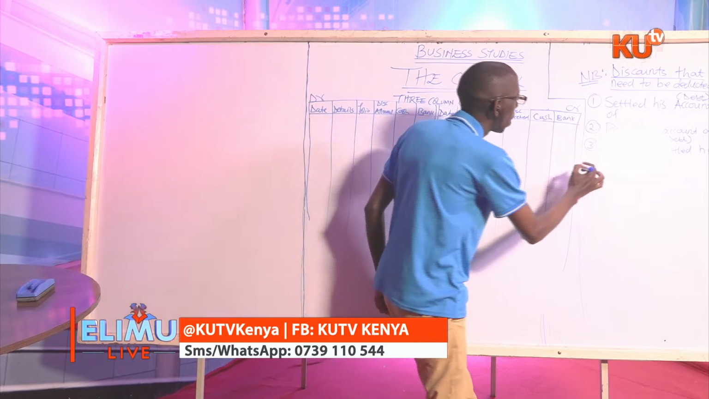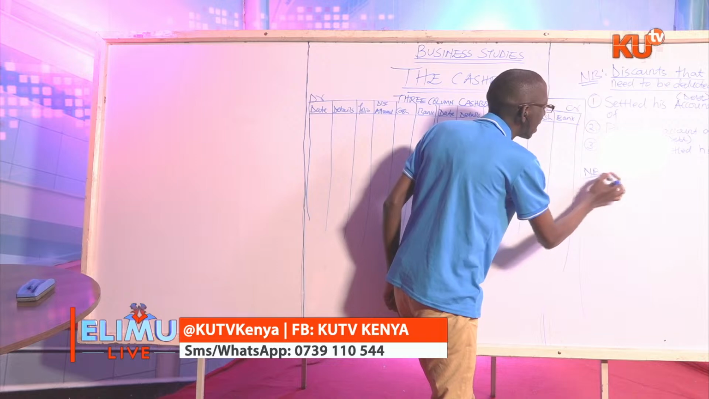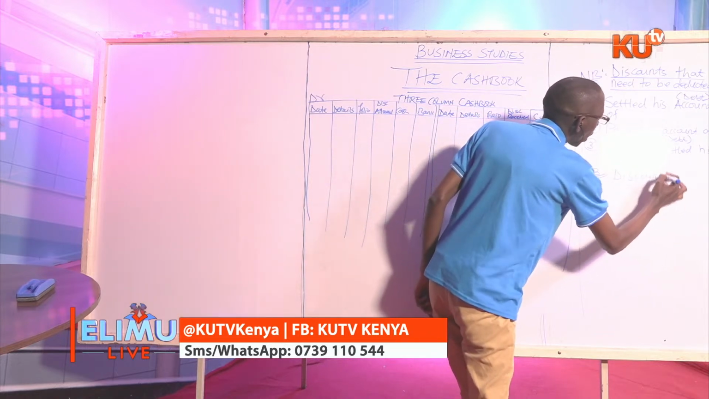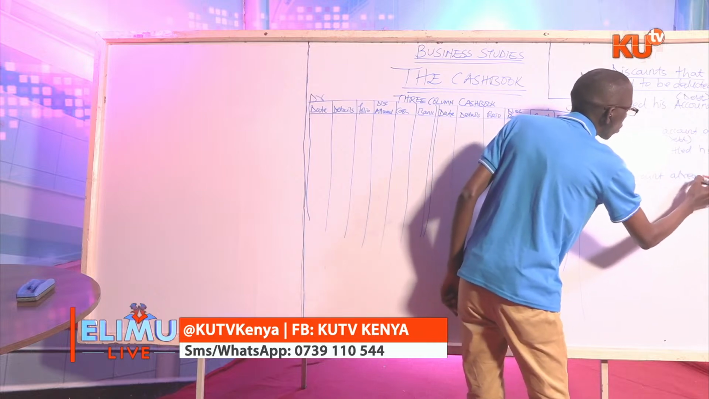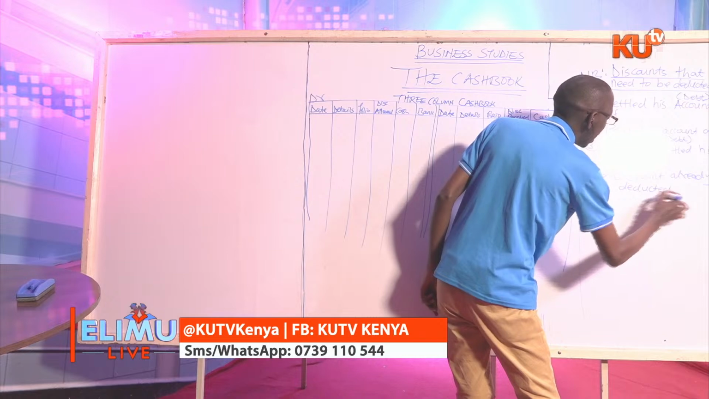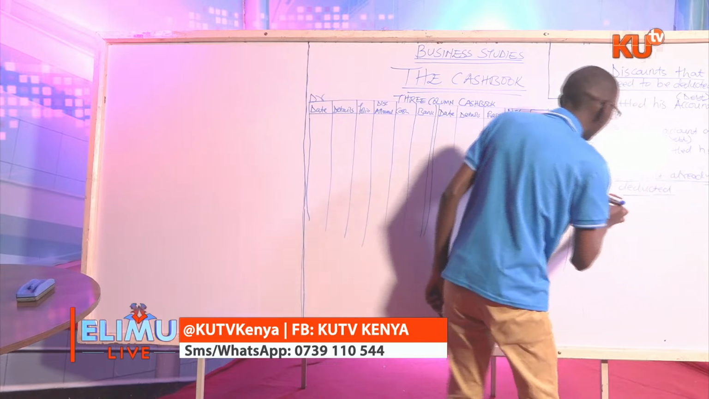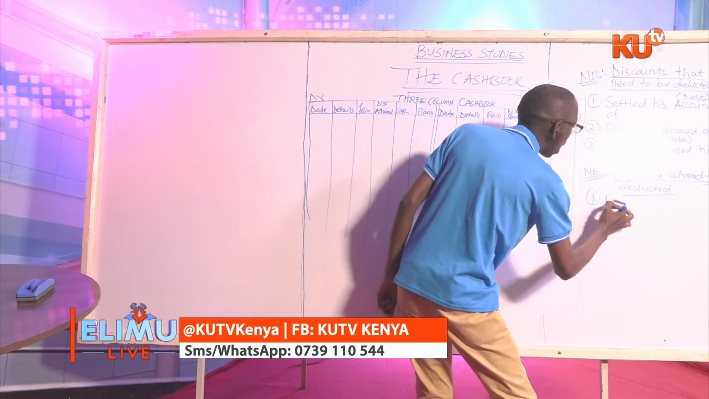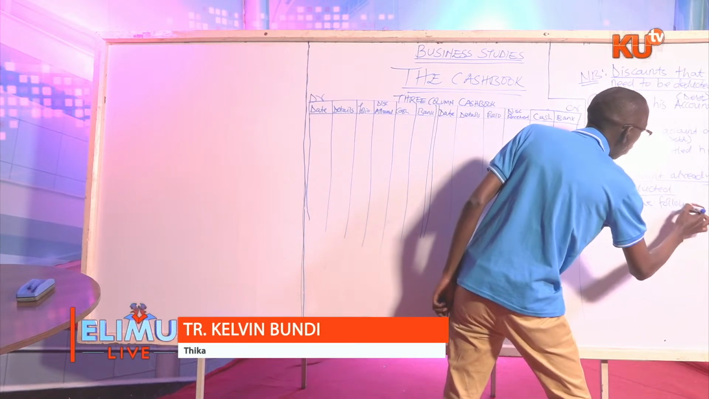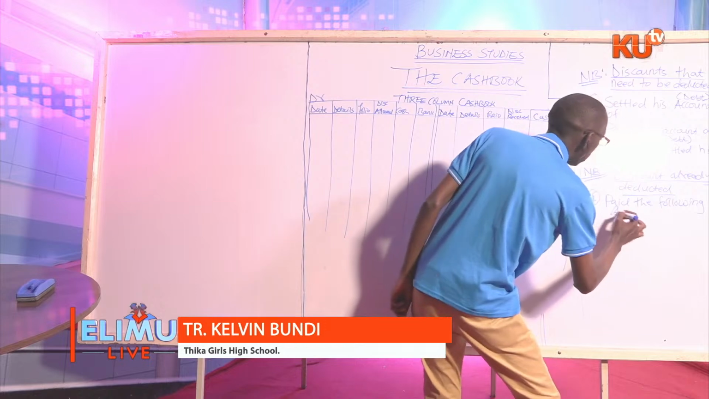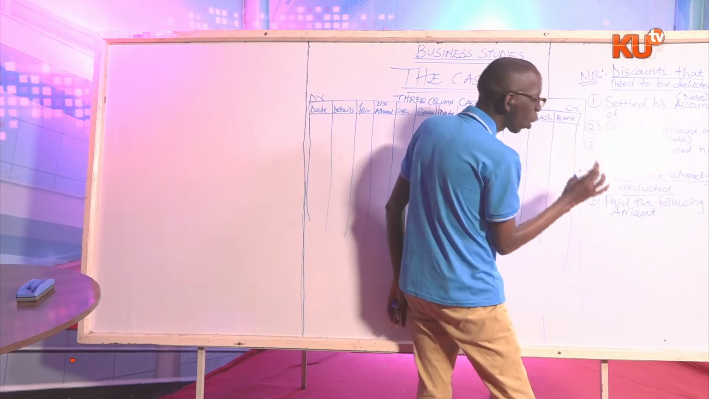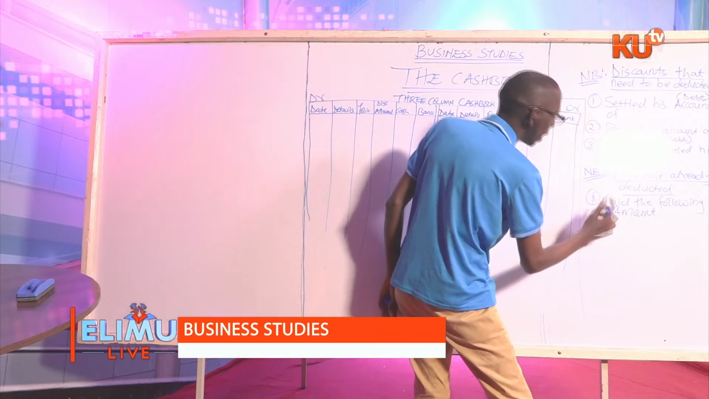Then NB, when is the discount already deducted? Discount is already deducted when the statement says paid the following amount. That discount is already deducted. You record whatever amount you are told was paid.